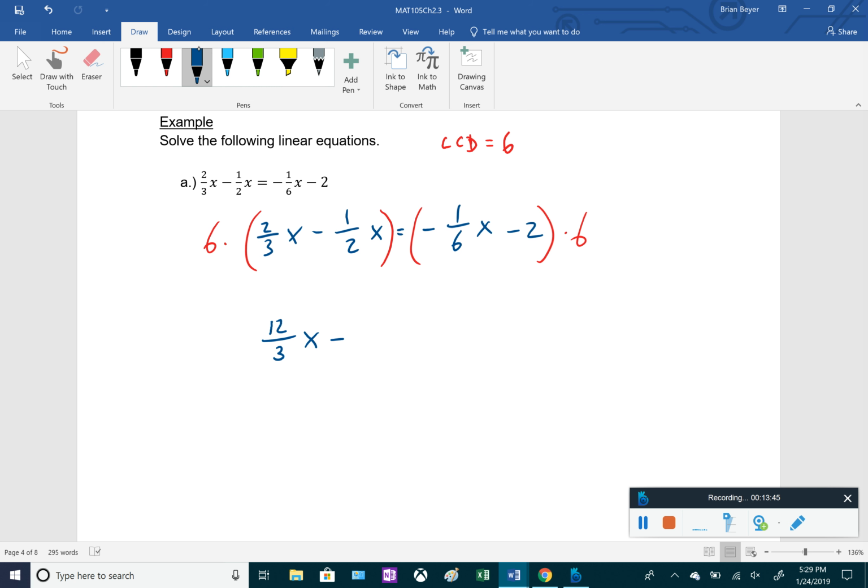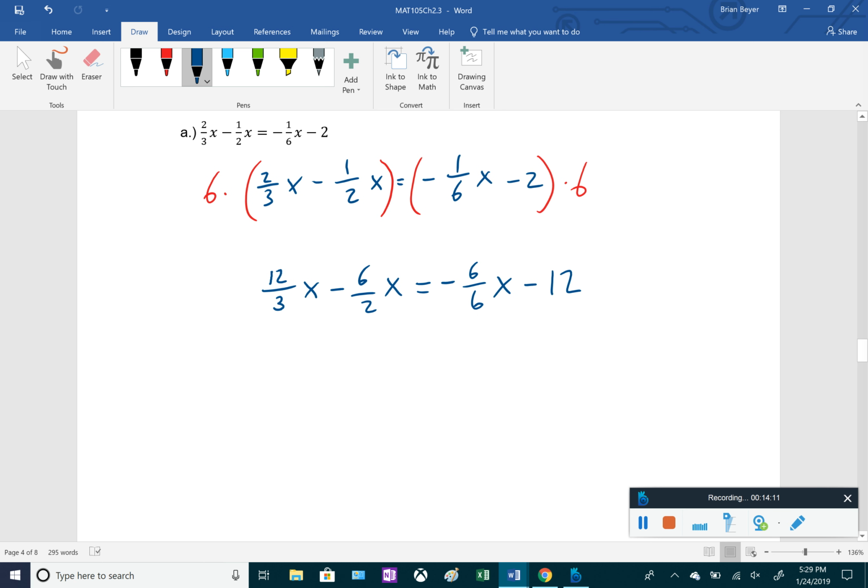Then I'm going to distribute the 6 to the second term, 6 times negative 1/2. So it's going to be negative 6 over 2x. Distribute the 6 on the right-hand side of the equation. 6 times negative 1/6 is going to be negative 6 over 6 x, and then minus 6 times 2, 12. So I kind of did that the long way.